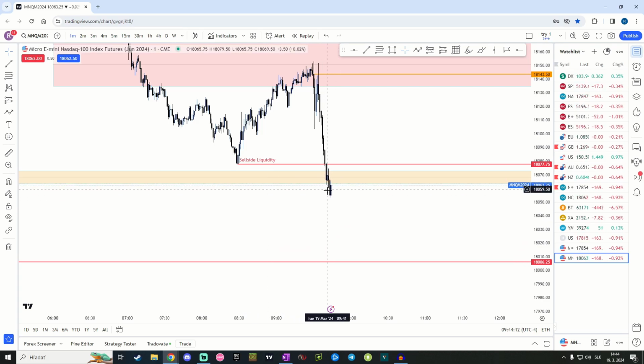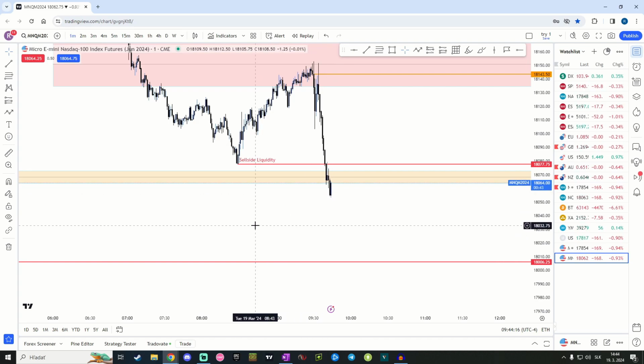We still have SMT on the lows here with ES. Still watching it. ES is now having kind of a nice movement to the upside.